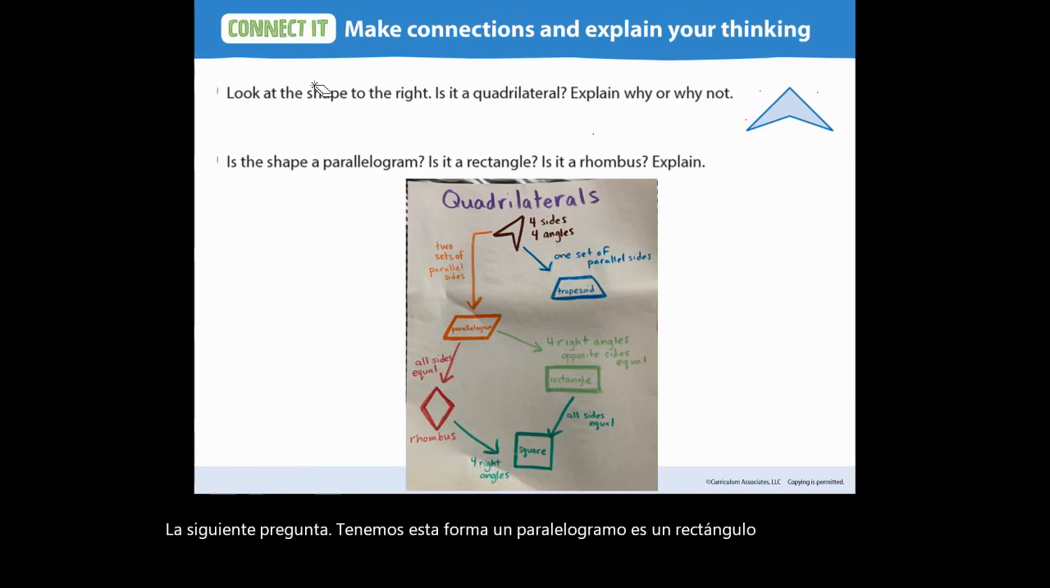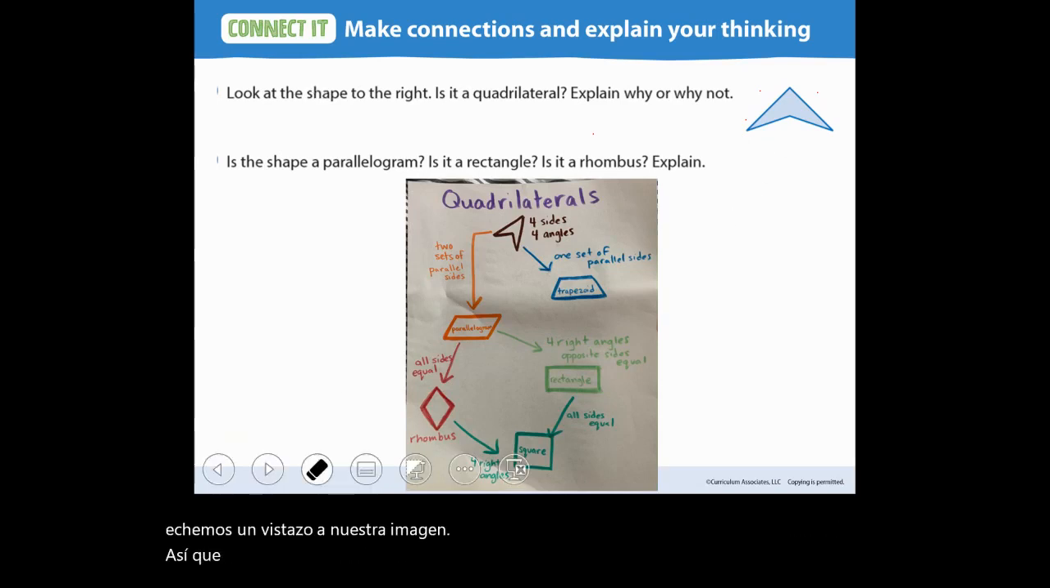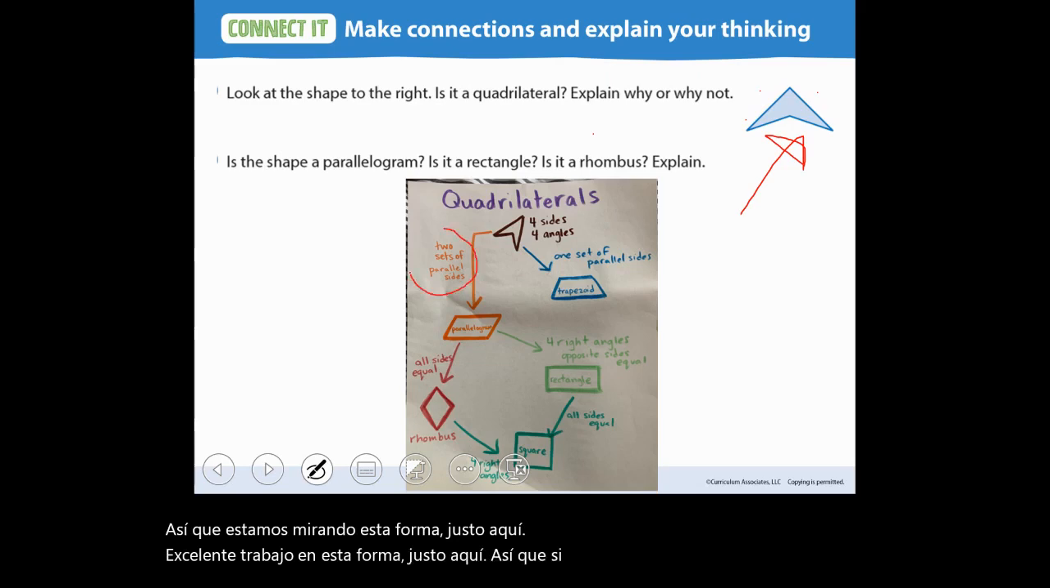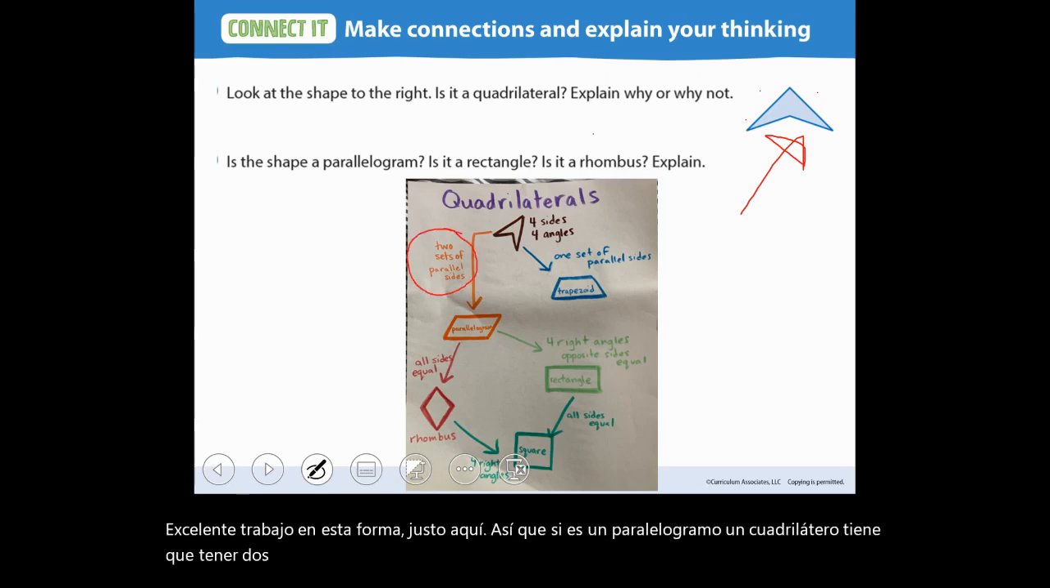Let's look at our picture. So we're looking at this shape right here. We're working at this shape right here. So if it's a parallelogram, a quadrilateral has to have two sets of parallel sides. Does this shape have two sets of parallel sides?